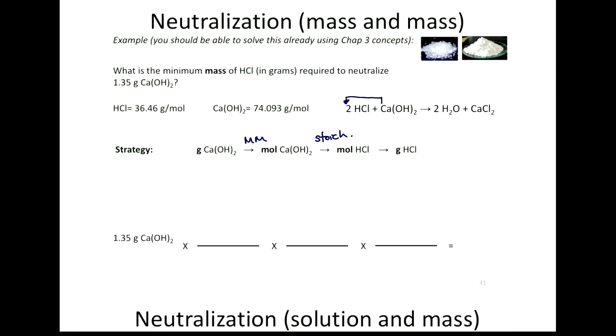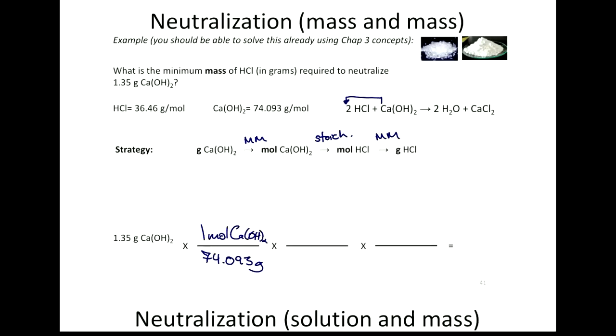And then once we're in moles of HCl, how do we go to grams of HCl? Molar mass of HCl. Very good. Okay. So that's our strategy here. So let's put it all together. Let's start with the piece of information given here. I want to use the molar mass of calcium hydroxide. So I do 74.093 grams is 1 mole of calcium hydroxide.